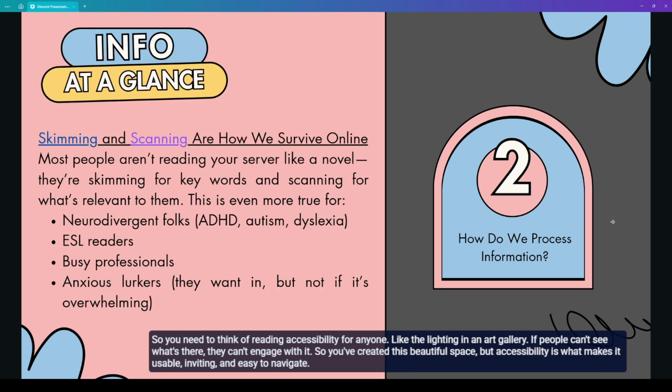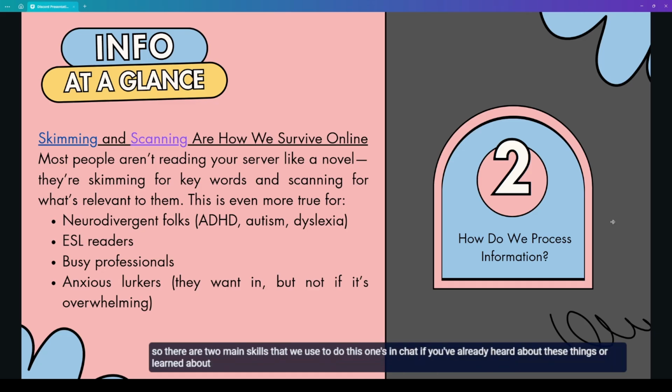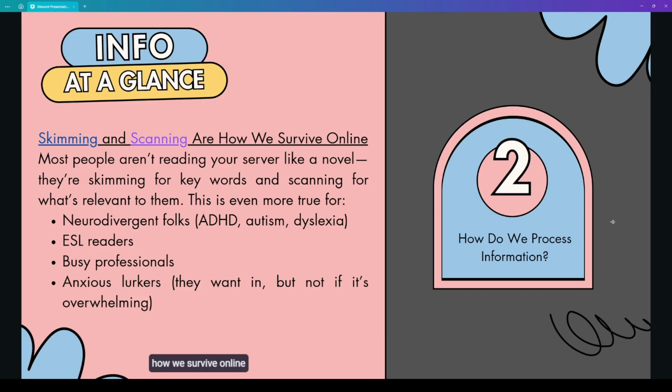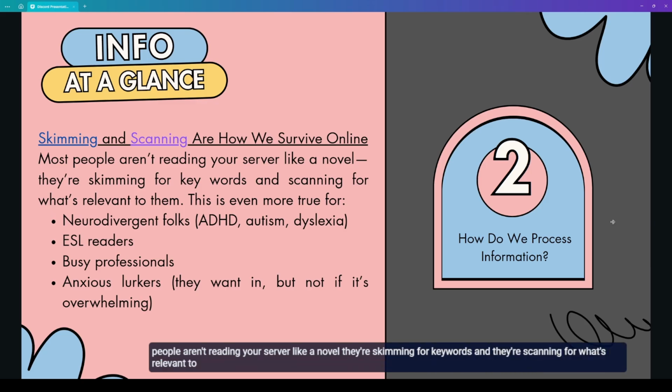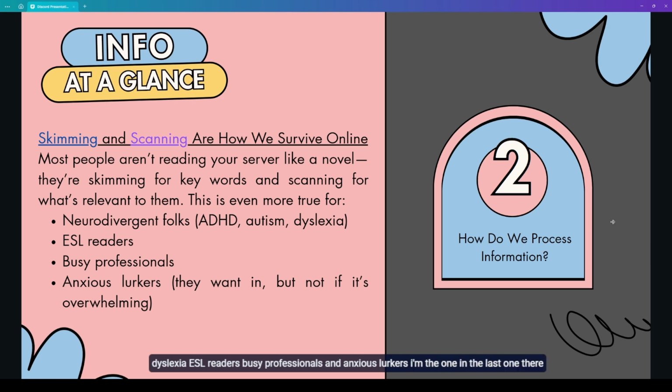So there are two main skills that we use to do this. Put in chat if you've already heard about these things or learned about them at all. Skimming and scanning are how we survive online. Most people aren't reading your server like a novel. They're skimming for keywords and they're scanning for what's relevant to them. This is even more true for neurodivergent folks, ADHD, autism, dyslexia, ESL readers, busy professionals, and anxious lurkers. I'm the one in the last one there. We want in, but not if it's overwhelming.